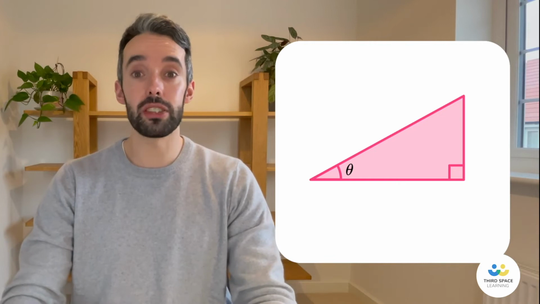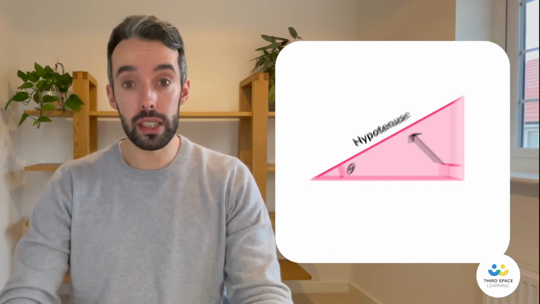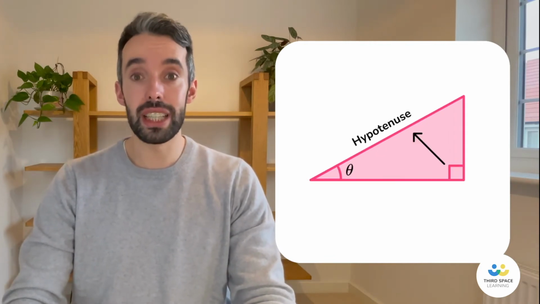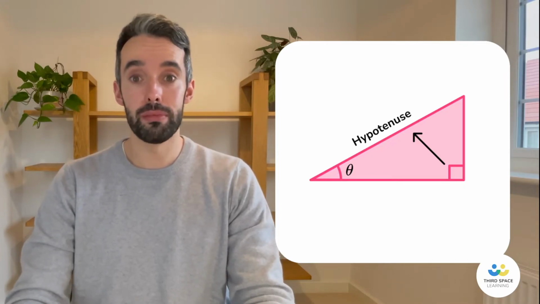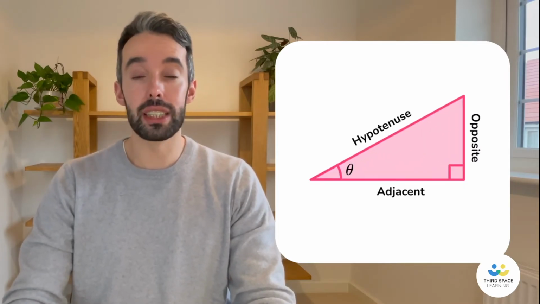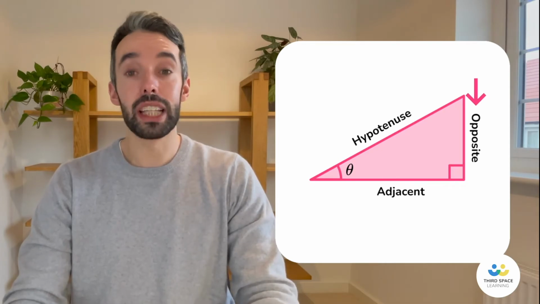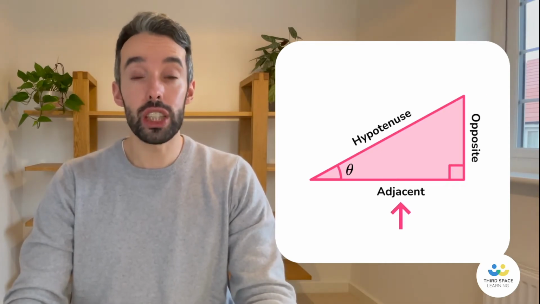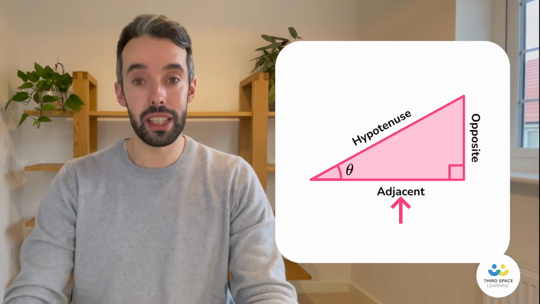Let's look at trigonometry and how we can use it to find the side lengths and angles in right angled triangles. Grab a pen and let's dive straight in. In order to use trigonometry in right angled triangles, we first need to label the sides of the triangle. Each of the three sides has its own name. The longest side is called the hypotenuse. It's the side opposite the right angle. The opposite side is the side opposite the angle. And the adjacent side is the side that is adjacent, next to the angle itself.